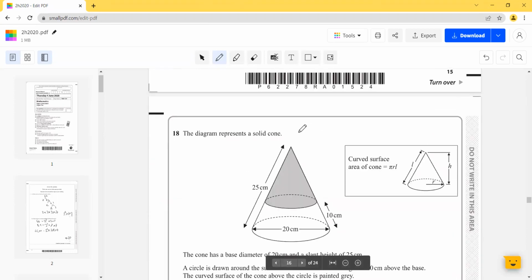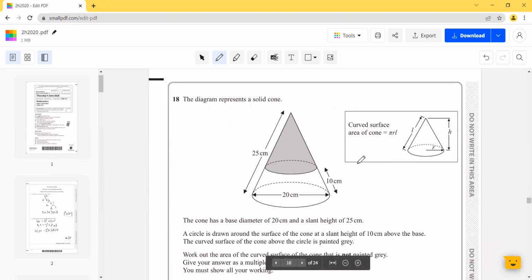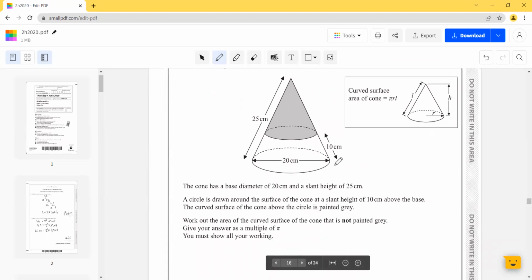Question 18, the diagram represents a solid cone. The cone has a base diameter of 20 centimeters and a slant height of 25 centimeters. A circle is drawn around the surface of the cone at a slant height of 10 centimeters above the base. The curved surface area of the cone above the circle is painted in gray. Work out the area of the curved surface of the cone that is not painted in gray. Give your answer as a multiple of pi.